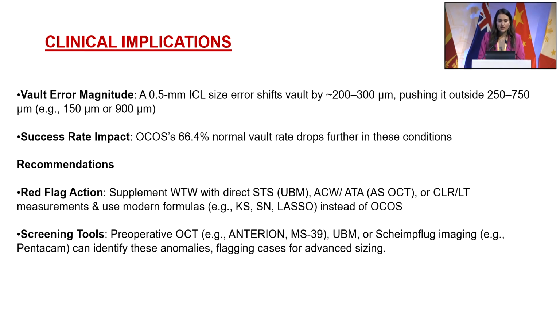So if you encounter any of these conditions, you need to be much more careful if you're using the conventional method. The clinical implications in these eyes could be, if you see the vault error magnitude, a 0.5 millimeter ICL size error would actually shift your vault by 200 to 300 microns. And if these are red flag eyes, this could push it outside of the normal range, and you can end up getting a very low or a very high vault. So the success rate of the OCOS formula, which is 66.4, will actually drop further in these extreme conditions.